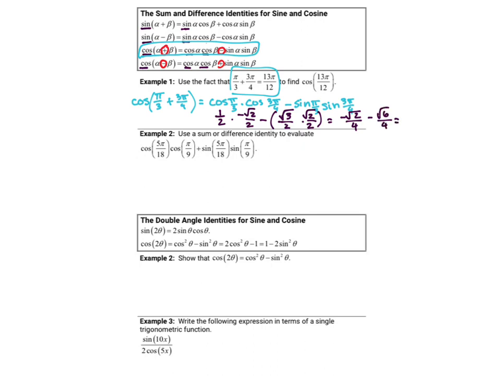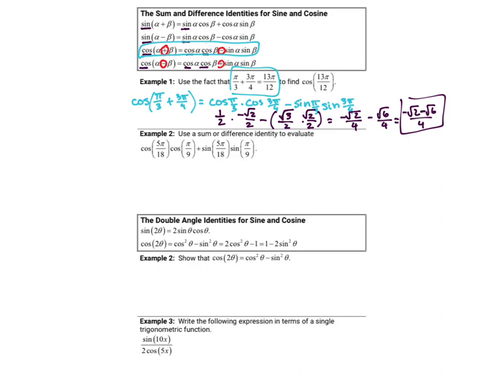And this is about as good as we're going to get it. They call it negative square root 2 minus square root 6 all over 4. Since we're all over 4, you could combine the numerators. Okay. What do you think? Not too bad? Okay. Use a sum or difference identity to evaluate.